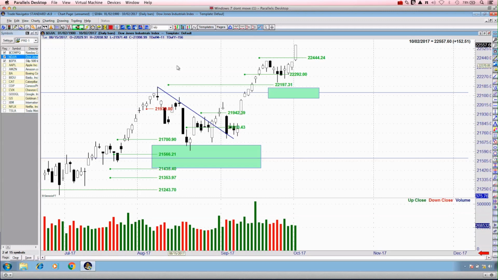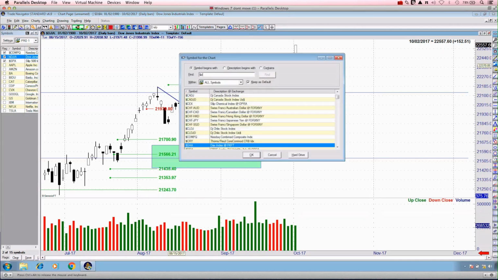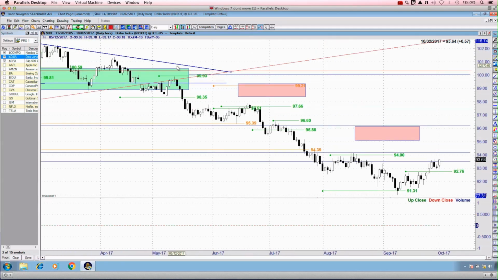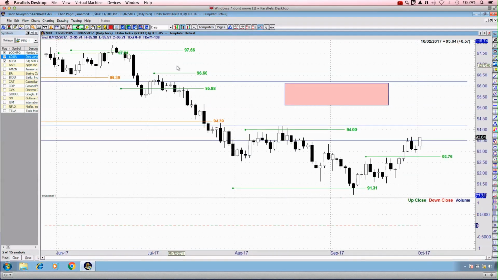Yes, it is not a perfect correlation. However, I just want to show you the importance of understanding what is going on with the US dollar and how that has a major effect short term on the price of commodities.